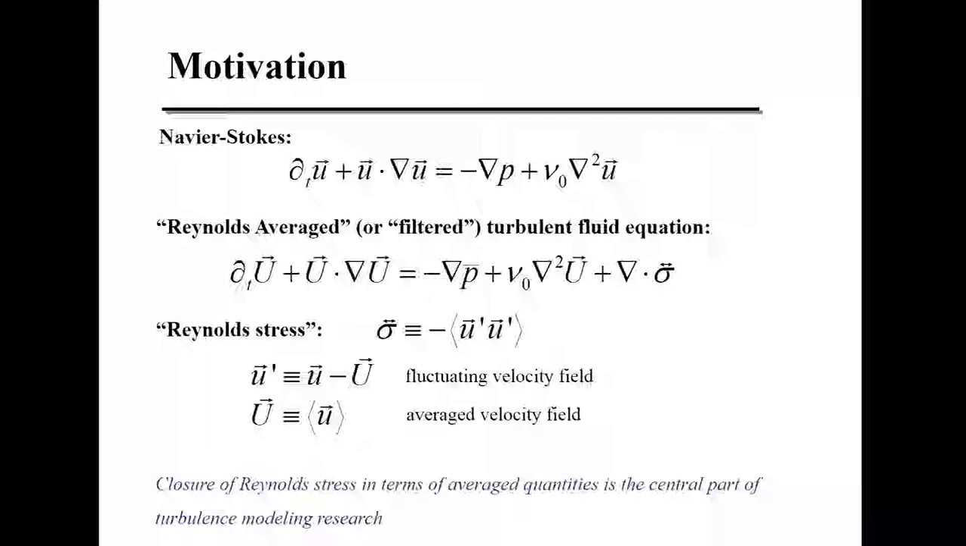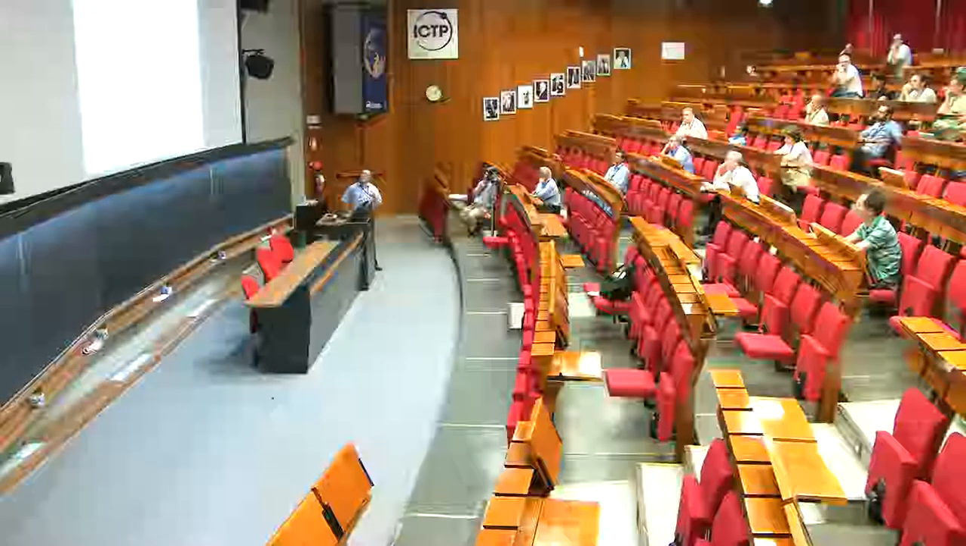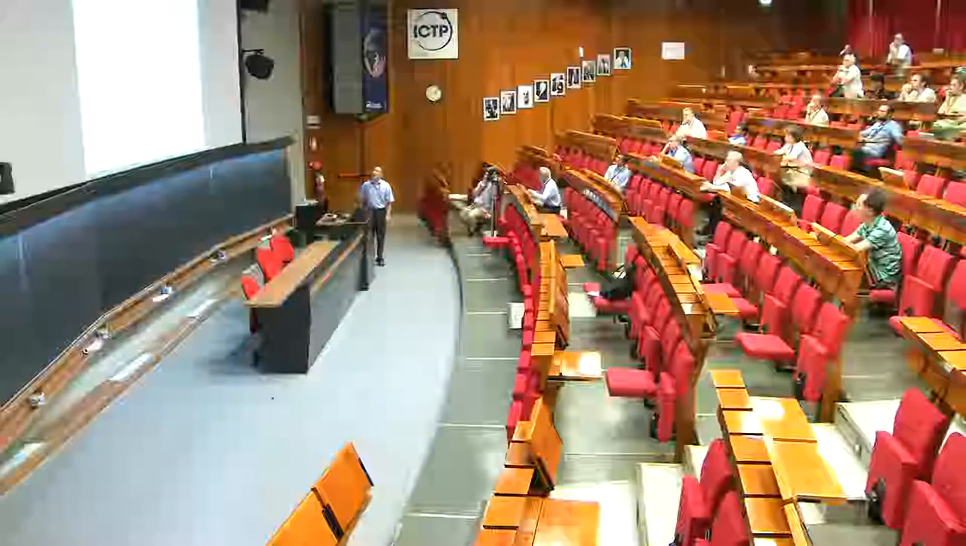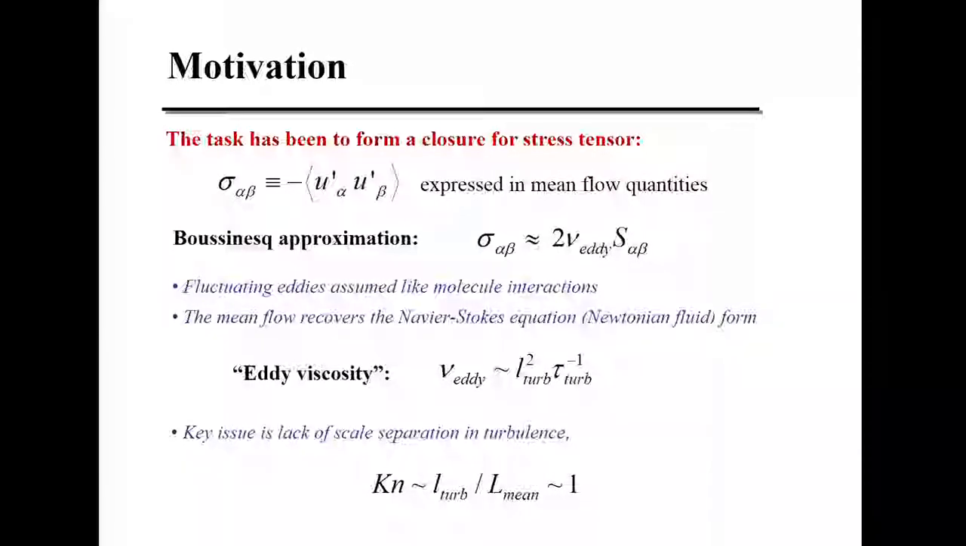So in order to have a closed form of this equation, you need to express that Reynolds stress in terms of mean quantities. For a long time, over 100 years ago, that Reynolds stress has been approximated by the Boussinesq approximation, which says that the Reynolds stress is proportional to the mean rate of strain with a scalar coefficient in front.